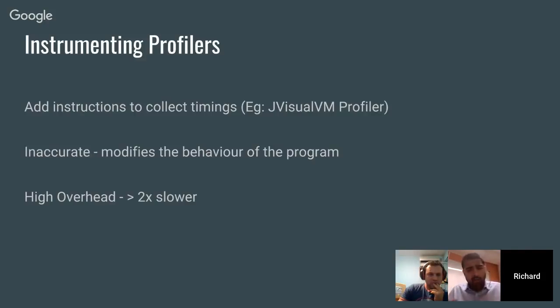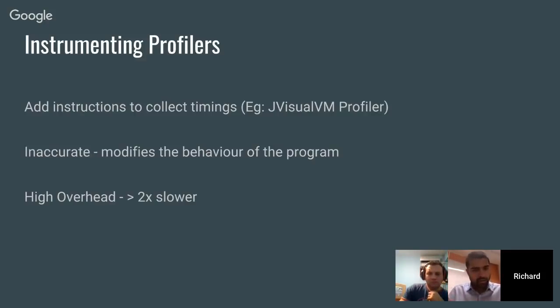And how it modifies the behavior depends on the type of program. So let's go back to the idea of CPU time profiling, wall clock time profiling, where you are measuring at the start and at the end of a method.